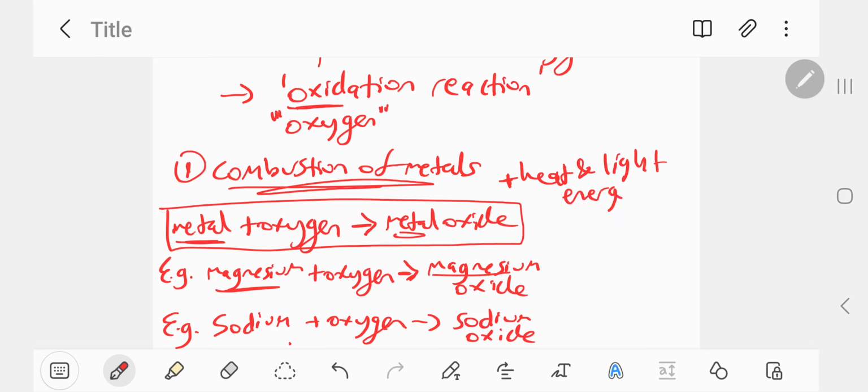We don't do this anymore at our school, burning magnesium. Particularly dangerous, especially in the hands of students. But you can watch videos online. It's a pretty intense reaction. You get a lot of light, and if you stare at it for too long, you can go blind temporarily. So I wouldn't recommend doing that. So that's combustion of metals.